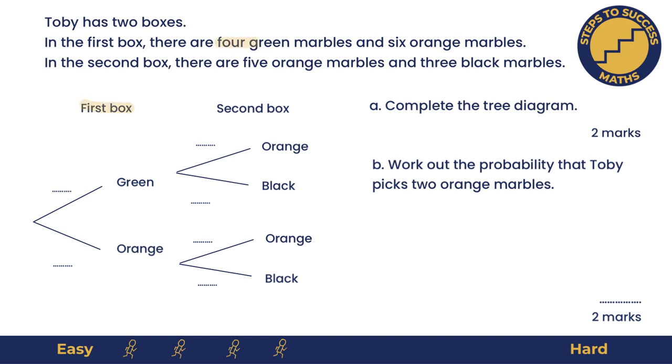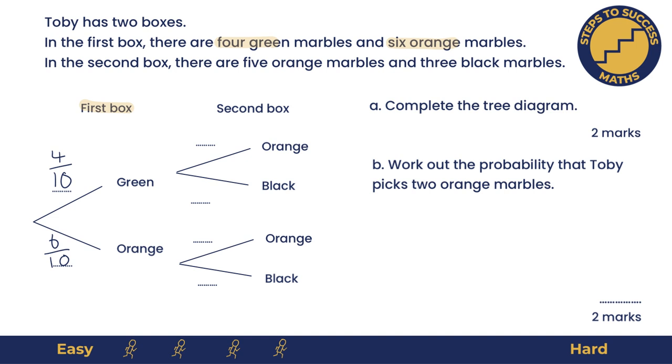4 green marbles, 6 orange. So in total you have 10 marbles. 4 out of 10 are green and 6 out of 10 are orange. It does cancel, but you don't need to. You can just use the information as it's given.